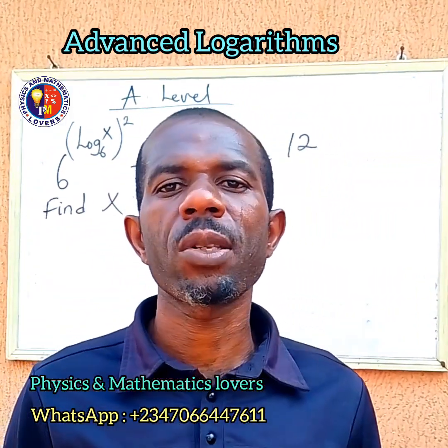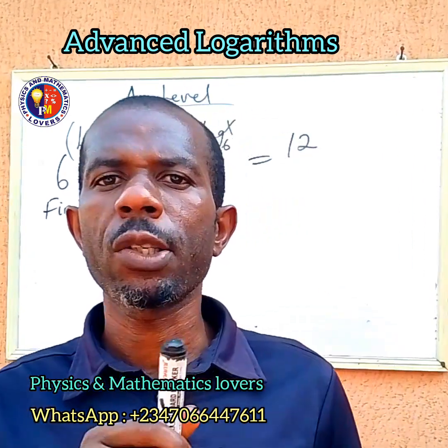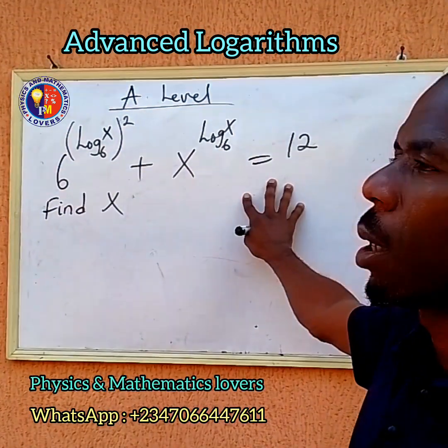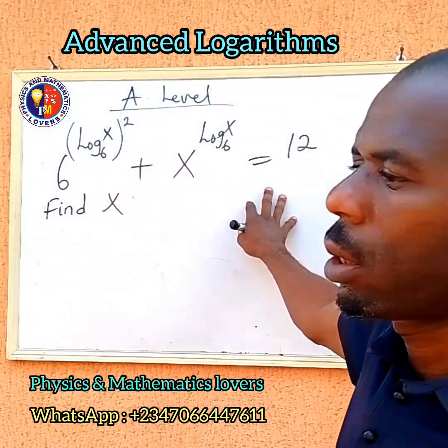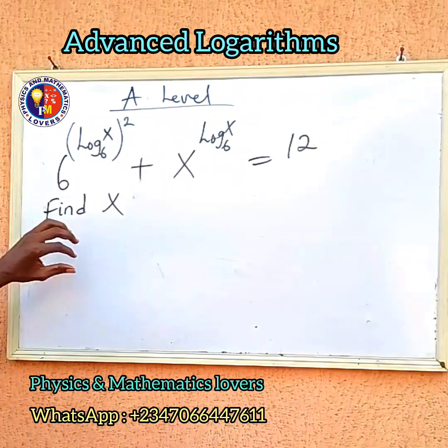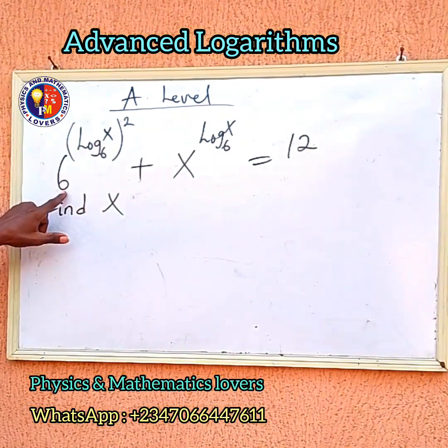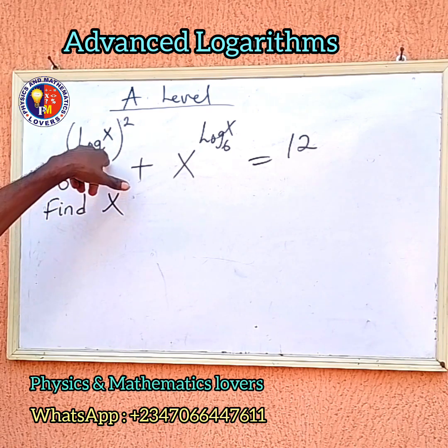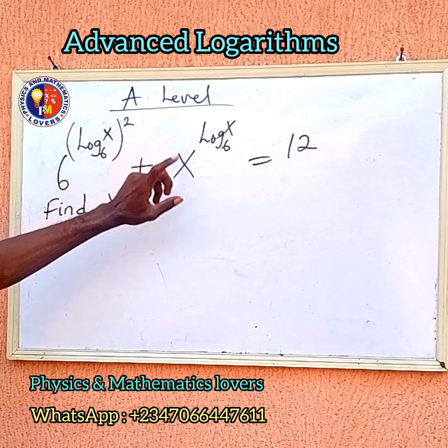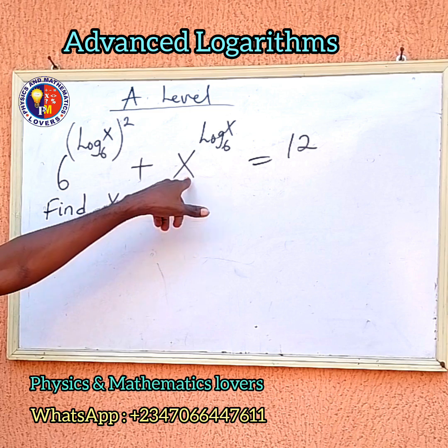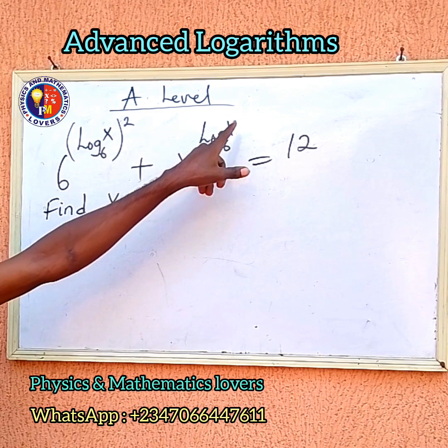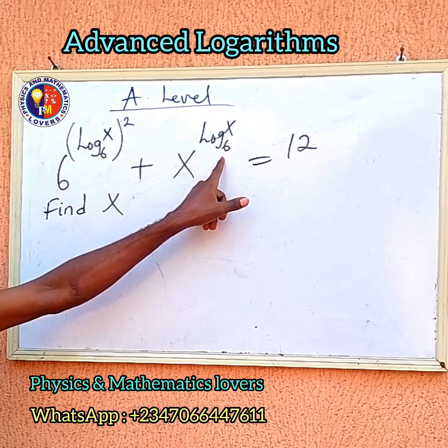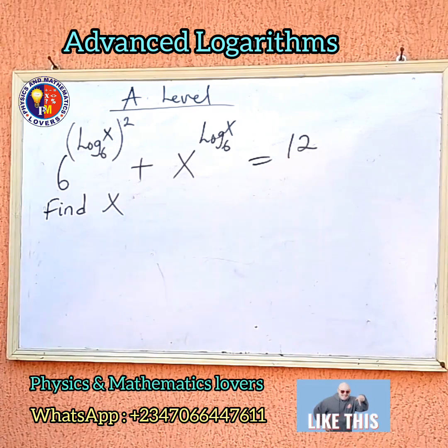In today's mathematics class, we are going to provide a solution to this advanced logarithm. The question reads: 6 raised to the power log x to base 6, all squared, plus x raised to the power of log x to base 6, equals 12. So we are asked to find the value of x.